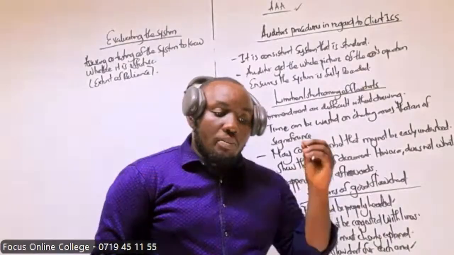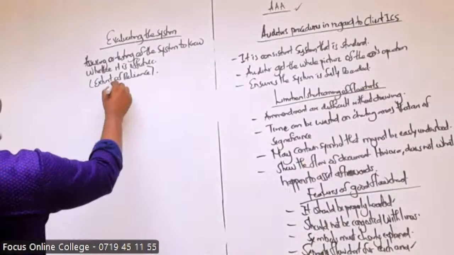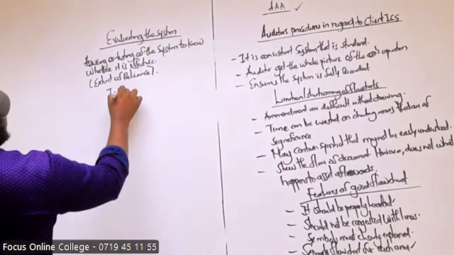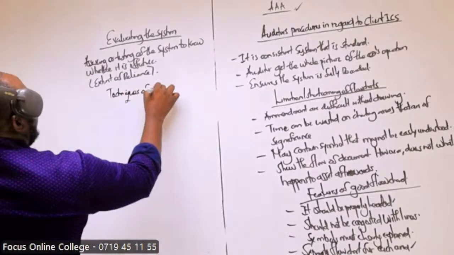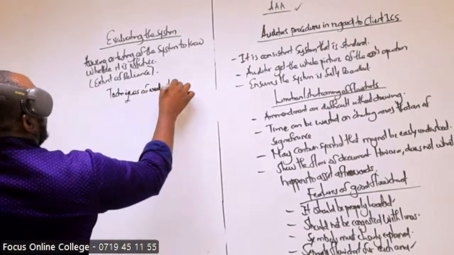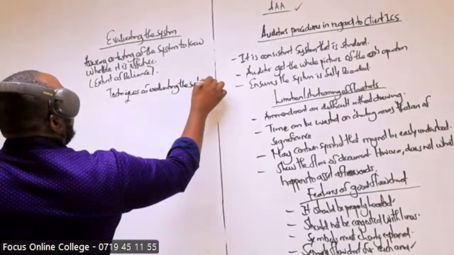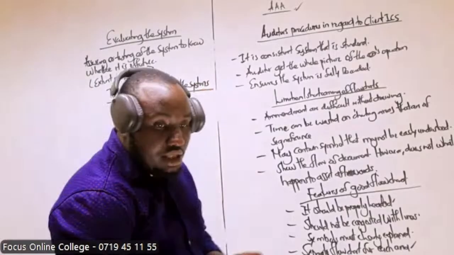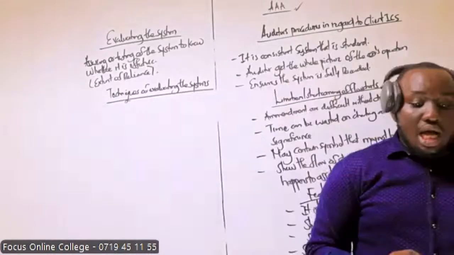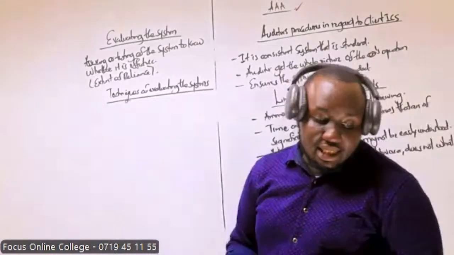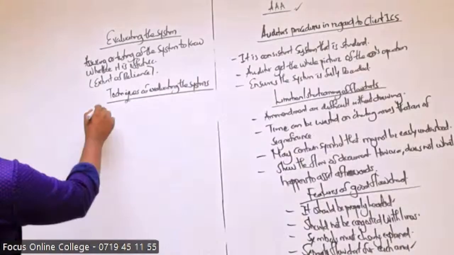So we talk about techniques of evaluating the system. Techniques of basically evaluating the system. So how do we evaluate the system? Number one is ICQ. So number one is ICQ.